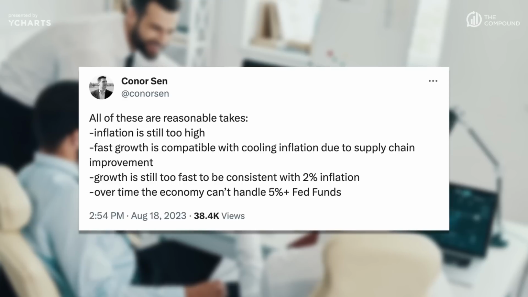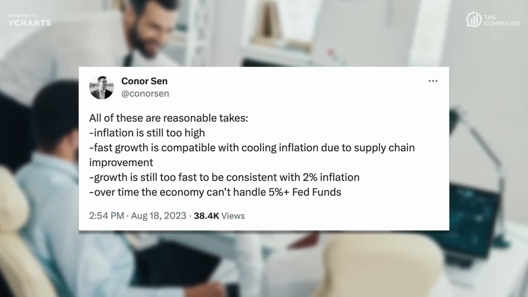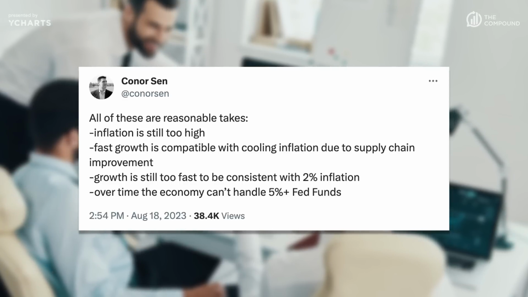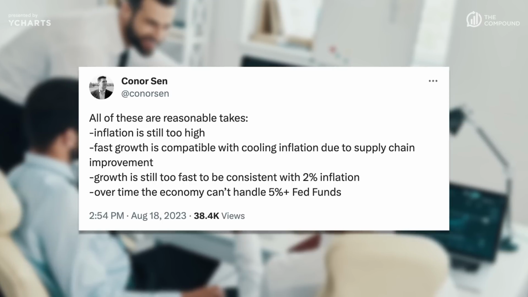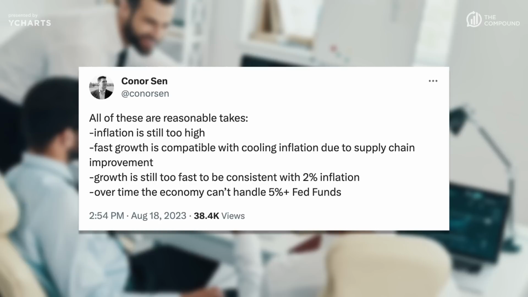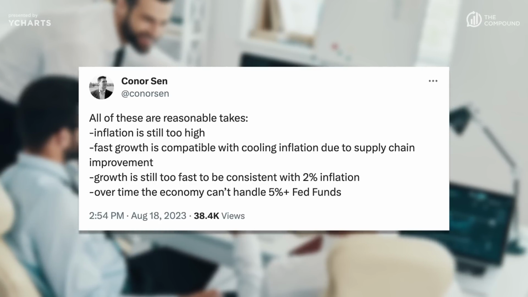So they're not going to cut rates. Rates are going to stay higher for longer. And okay, you reprice risk assets. Makes sense. Conor Sen had this: all of these are reasonable takes. Inflation is still too high. Fast growth is compatible with cooling inflation due to supply chain improvement. Growth is still too fast to be consistent with 2% inflation. Over time, the economy can't handle a 5% Fed funds rate. This all makes sense to me. The last one to me is the most salient point. There's no way.